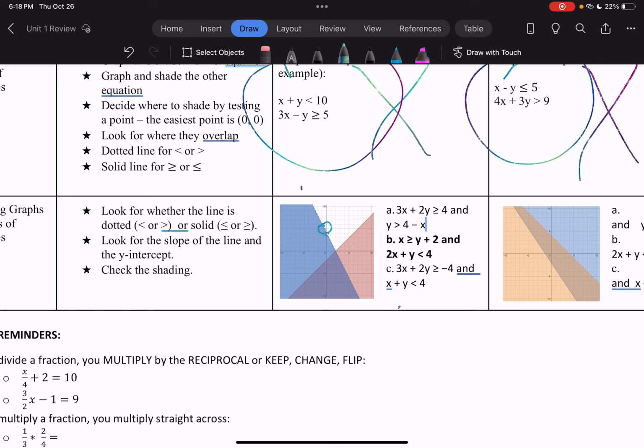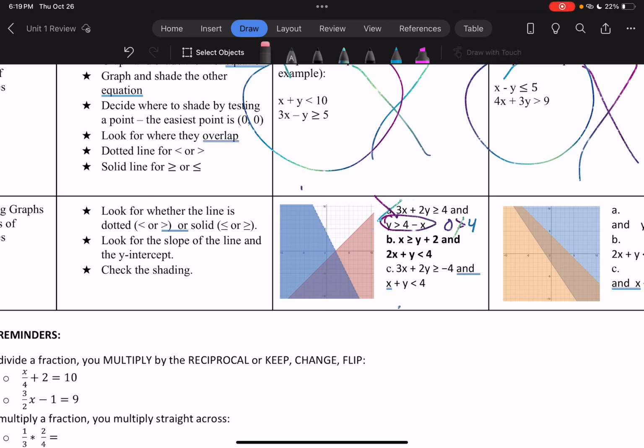So let's take a look at what our options are here. All right, so for this one right here, this would have a negative slope. The y-intercept would be 4 and it would be greater than. So if I were to plug in 0, 0, which is a side that works because it's shaded, it would say 0 is greater than 4. That is not true. So we can eliminate A because it doesn't work based on what we know.